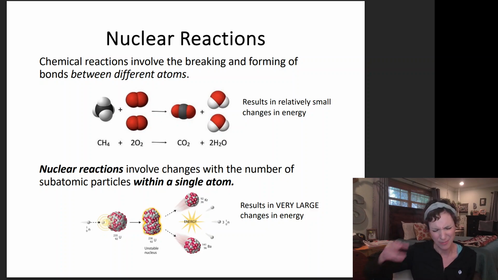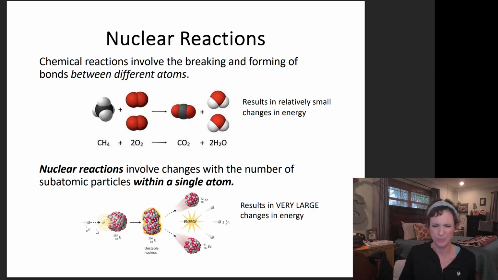But let's remind ourselves what a chemical reaction is and how that might be different than a nuclear reaction. A chemical reaction involves the breaking and forming of bonds between different atoms. Keep in mind, bonds involve the electrons, okay? Nuclear reactions involve changes within the number of subatomic particles within a single atom, specifically the nucleus, okay? So in chemical reactions, it's all about electrons forming and breaking bonds. If you'll notice, in this chemical reaction between methane and oxygen to produce carbon dioxide and water, I've got different elements making bonds and breaking bonds.